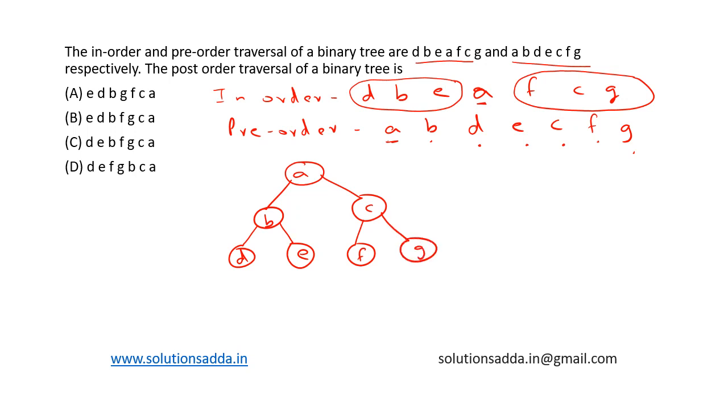Now let's perform the post-order traversal. While performing post-order traversal, we will get D, then E, then B, then F, then G, then C, then A. Let's see the options. Option A will not be the answer. Option B also will not be the answer. Let's see option C: D, E, B, F, G, C, A. Yes, option C is the correct answer here.